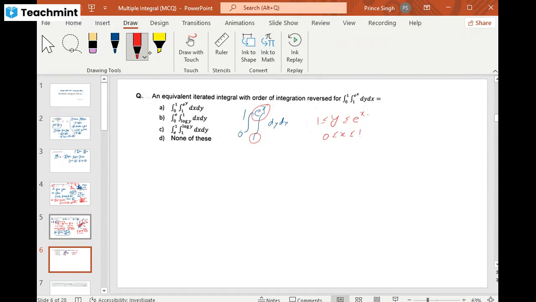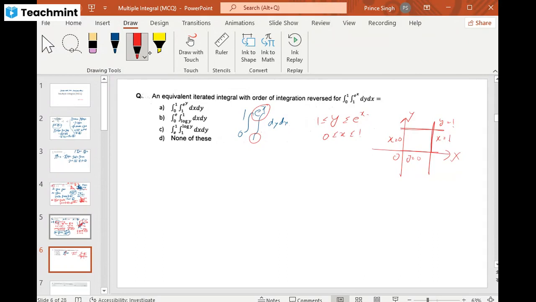So the first step is, I'm going to draw the rough sketch of the region. This is our x-axis, this is our y-axis, this is our region. So x varies from 0 to 1. x equal to 0 means y-axis, x equal to 1 is the line parallel to y-axis, y equal to 1 is the line parallel to x-axis. So this is y equal to 0, this is y equal to 1.